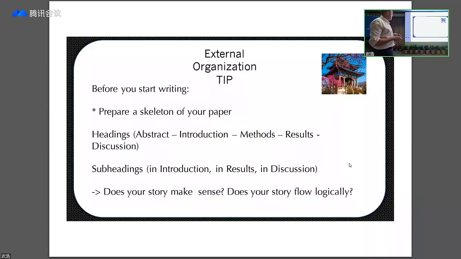And then you write down your subheadings. So in the introduction, you have subheading 1, subheading 2, subheading 3, subheading 4. In the results, same thing. Discussion, same thing.